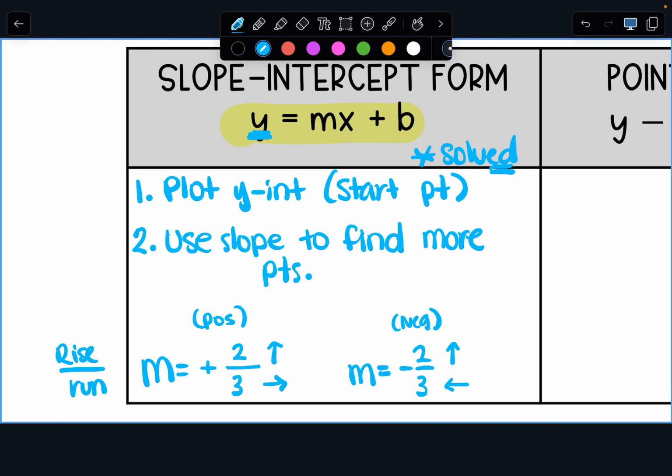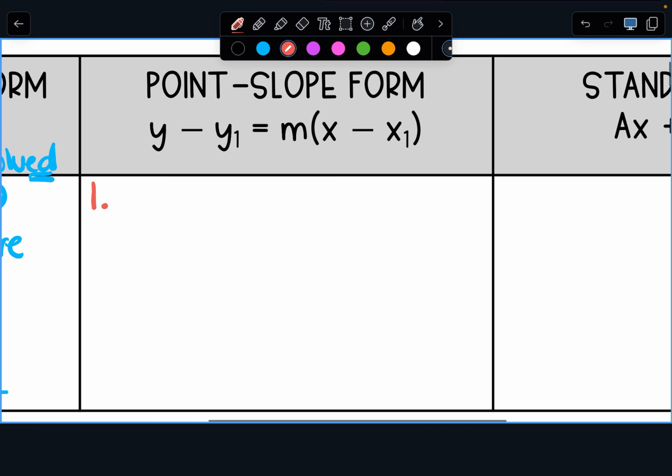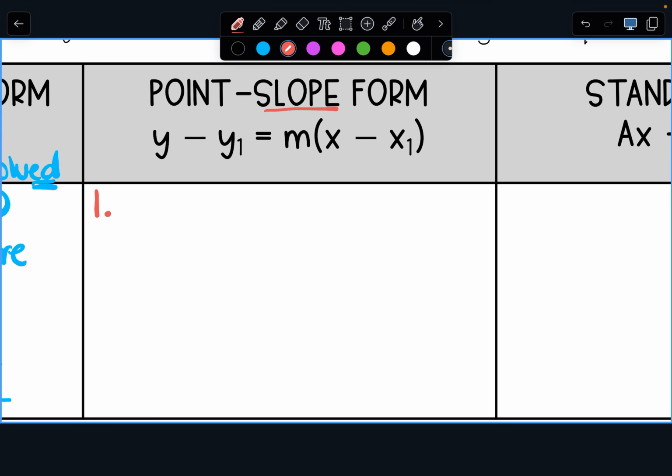Now, an equation in point-slope form. You can solve it to become slope-intercept form, but you can also graph while it is still in point-slope form, not solved. The first step would be to, what information can you get from point-slope form? From an equation written this way, you can get the slope. What else can you get? A point. You get the point from the y and the x value, right? So the first thing you want to do is plot that one point.